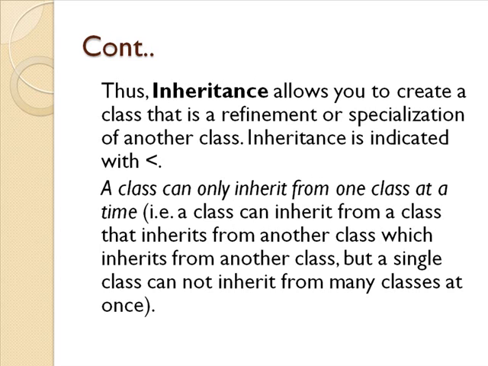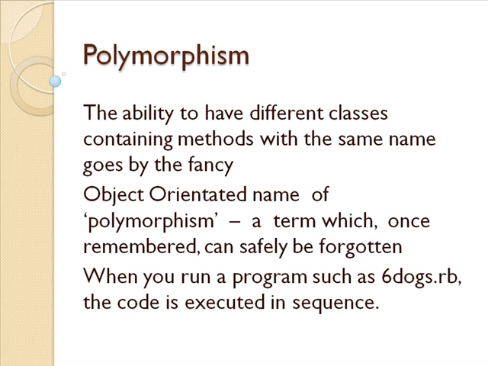Inheritance is indicated with the less than sign. A class can only inherit from one class at a time. For example, a class can inherit from a class that inherits from another class which inherits from another class. But a single class cannot inherit from many classes at once.